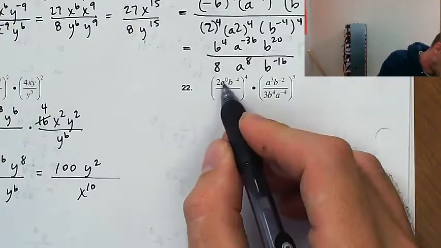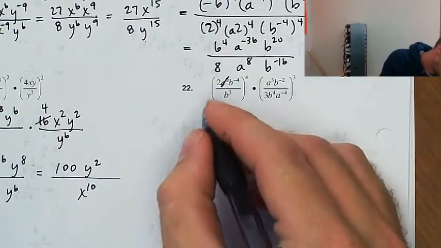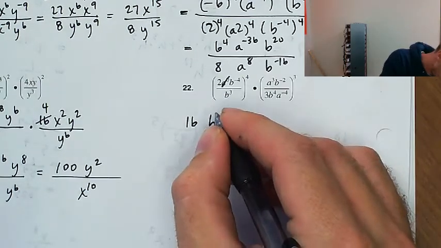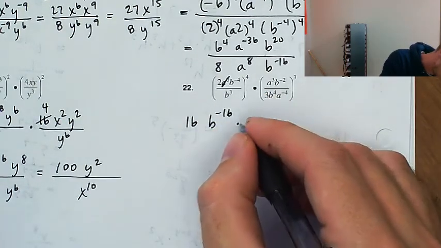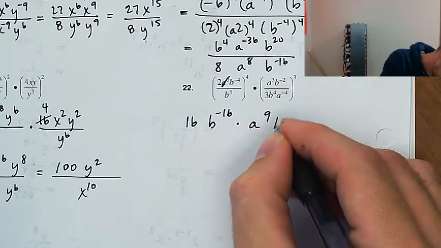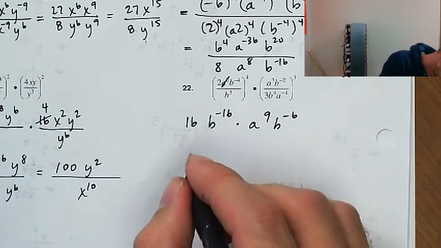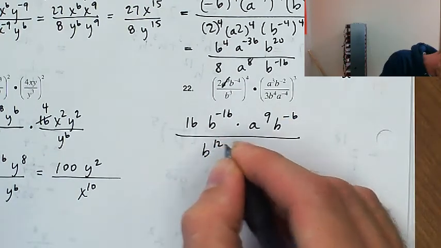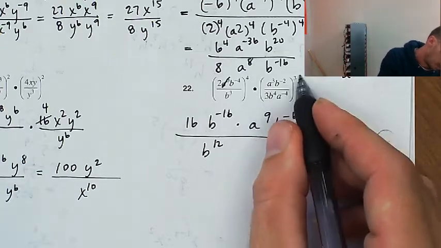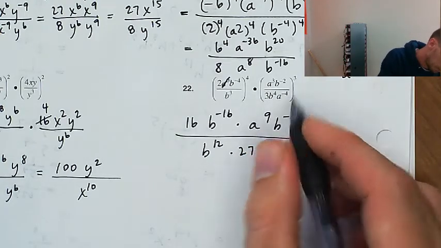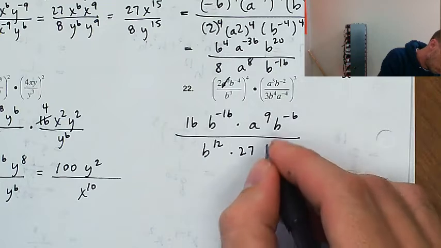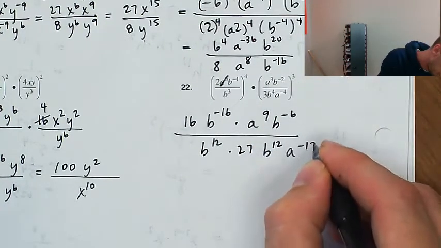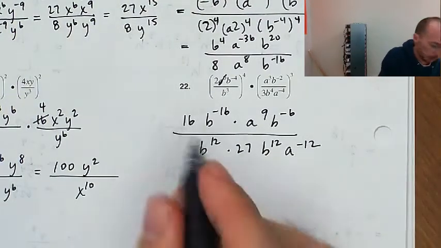And then these. All right, anything to the 0 power is 1, so I'm just going to ignore that and forget it. 2 to the 4 is 2 times 2 times 2 times 2. That's going to be 16. B to the negative 16 times a to the 9, b to the negative 6, divided by b to the 3 to the 4 would be b to the 12. Okay, 3 to the 3rd is 27. B to the 4 to the 3 would be b to the 12. A to the negative 4 to the 3rd would be a to the negative 12. This is a lot going on here.